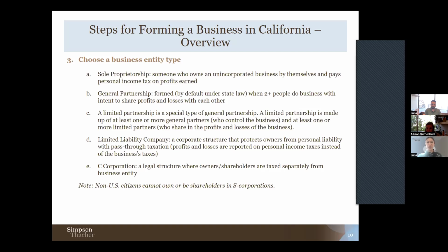And there's again a C corporation, which is a lot of the larger entities that we interact with on a daily basis. One thing to note is that non-US citizens cannot own or be shareholders in S corporations. That's a different form of corporation.